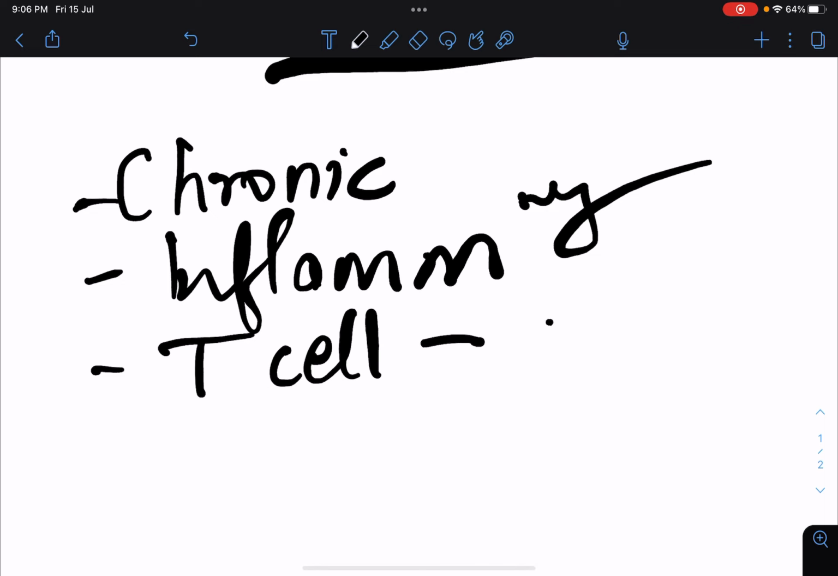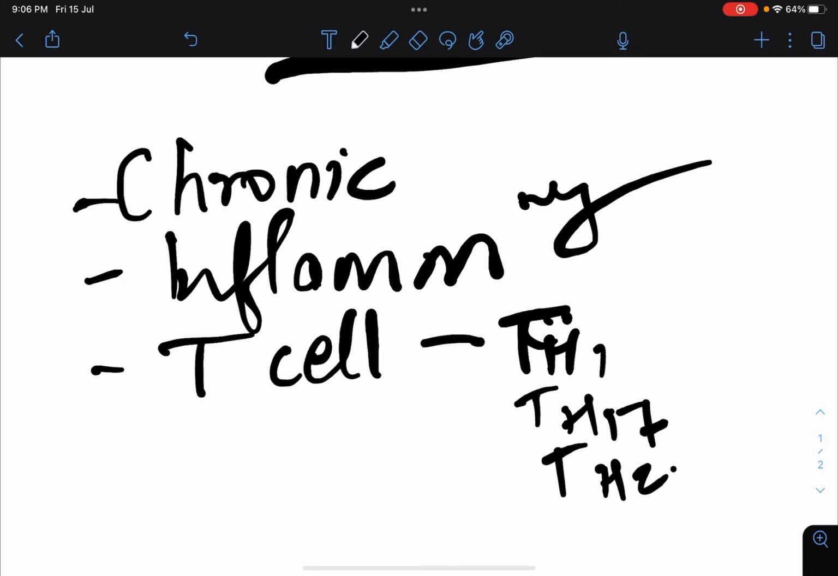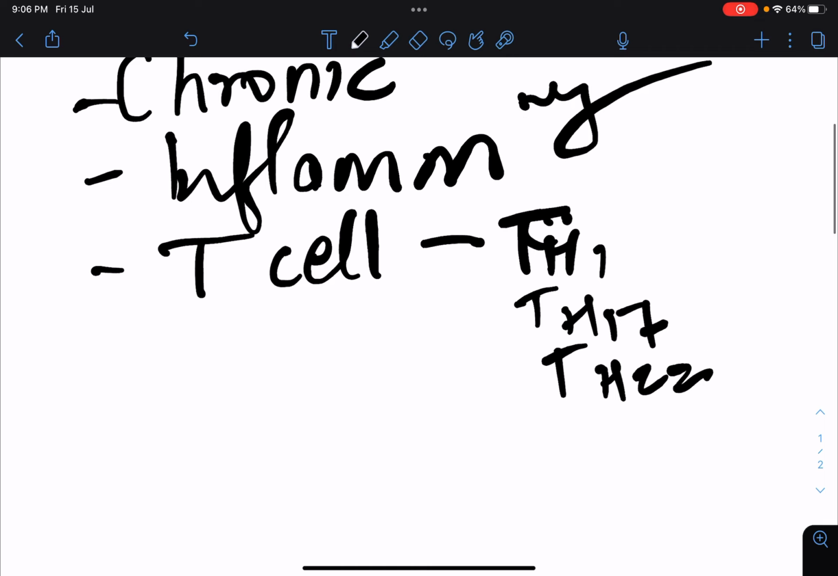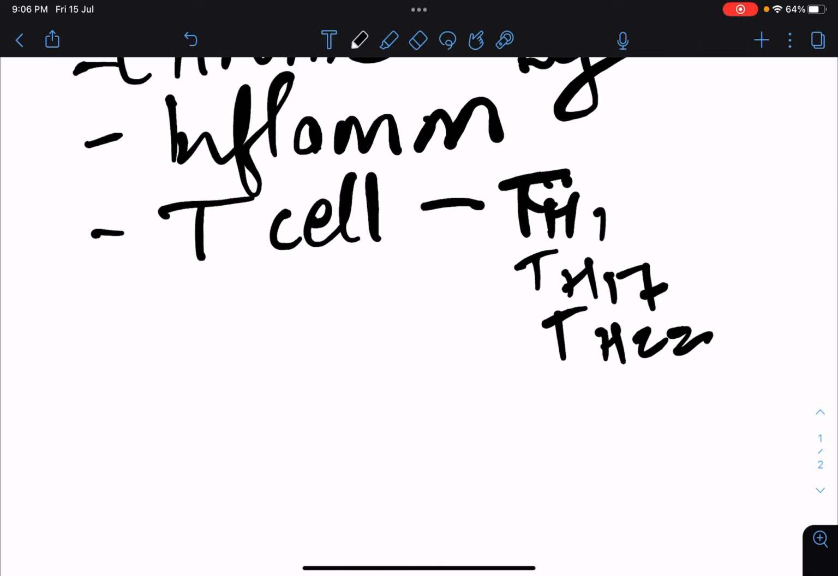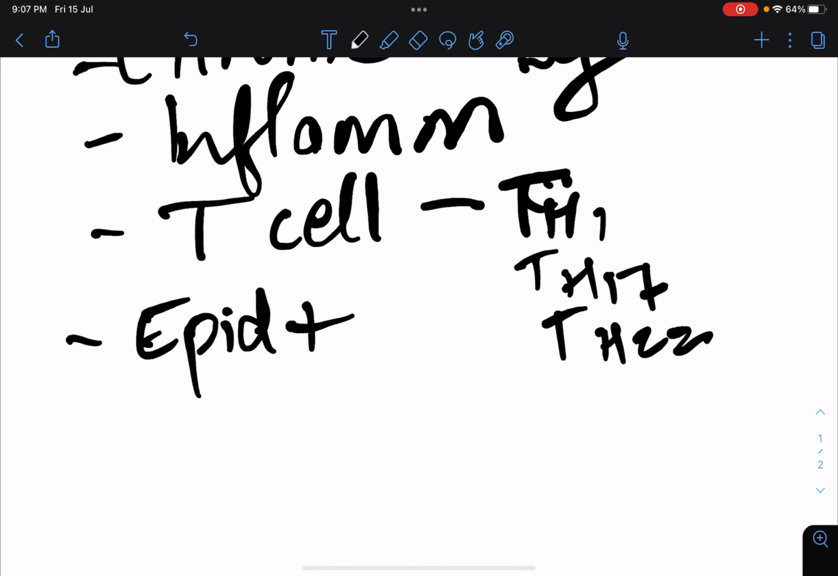So, which T cells? Obviously, your T helper cells, not your cytotoxic cells. The T helper cells that are involved are the CD4 TH1, the TH17, and your TH22. So these are the cells that are involved. And which part of the skin is involved? Well, you should remember that it involves the epidermis plus the dermis.